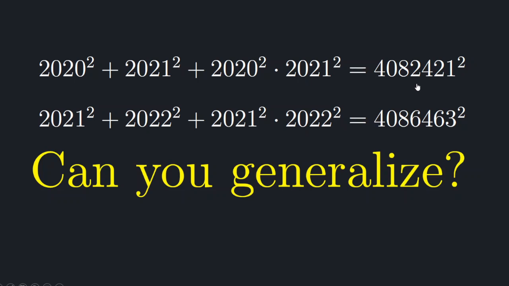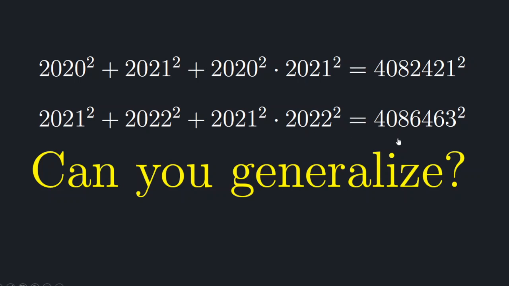The next identity is very similar. You have 2021 squared plus the next whole number squared. Again, by the next whole number, I mean 2022. And then 2021 squared times the next whole number squared equals some whole number squared.